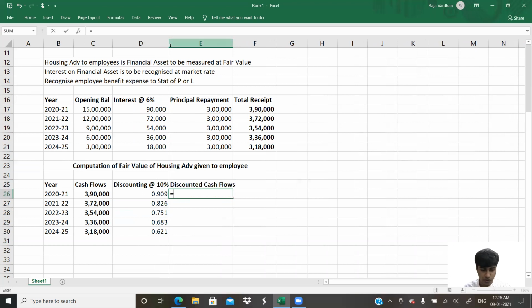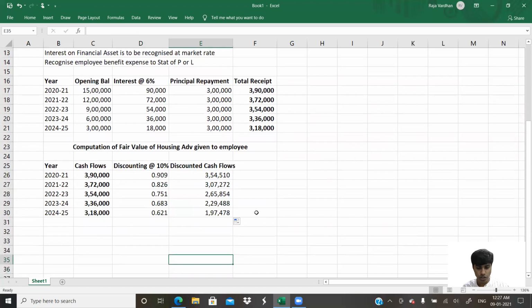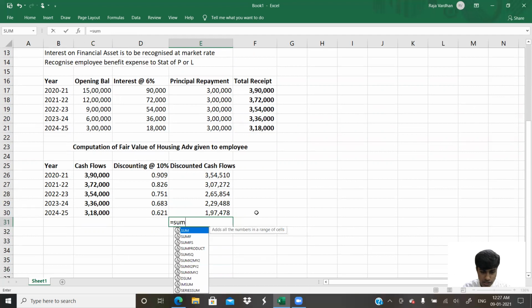Discounted cash flows is 3,90,000 multiplied by 0.909. Same thing I would have to do for the rest of the items. So by this, I have found my discounted cash flows. Now, these are my actual cash flows, actually the present value of the future cash flows. Now I'm going to find the total. Total is the fair value.